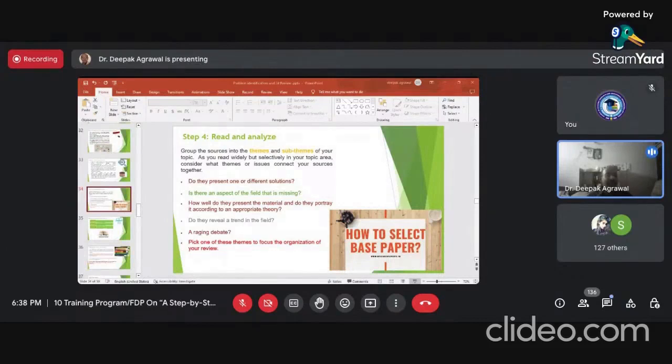Do they present one or different solutions? These are the questions that must be answered. Is there an aspect of the field that is missing? How well do they present the material, and do they portray it according to the appropriate theory, so it is suitable to you or not? Do they reveal a trend in the field? Is the data useful and does it have meaningful information, or is there a ranking debate? These are some of the things we need to find out while reading and analyzing the data.